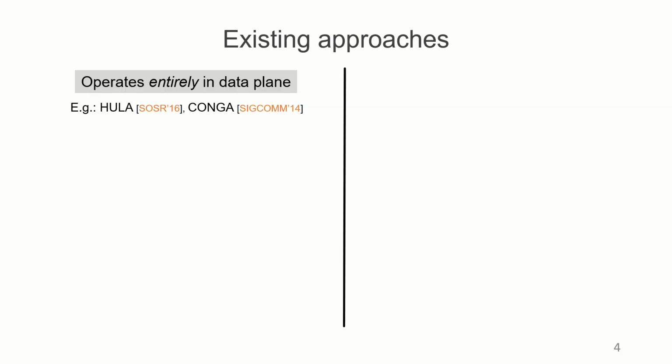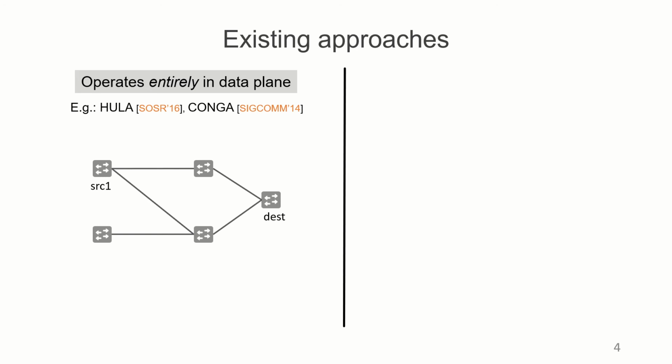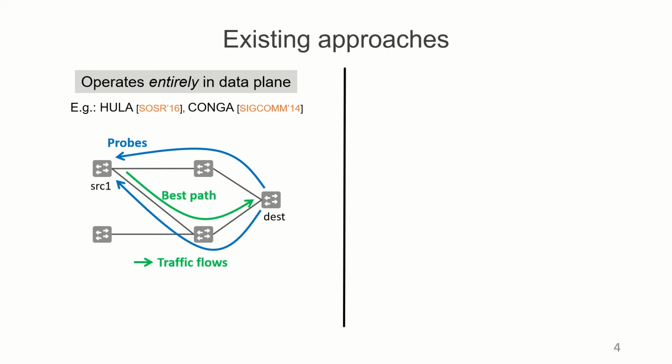Let's see some existing approaches. There are two classes of load-aware traffic splitting solutions. In one class of solutions, all decisions are made entirely in the data plane, such as Hula and Conga. Take Hula for example. It periodically sends probes from destination node to source node, and along the path, the probes will collect the performance metrics and update the forwarding table accordingly, so that the source node can send the traffic along the best path.